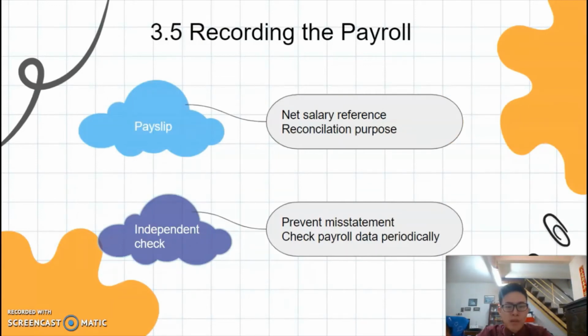The payslip is very important and will be used as a net salary reference so that the employee can refer to the deductions to know about the details of their net salary. Also, the payslip is very important for reconciliation purposes between the Human Resource Department and Payroll Department. In recording the payroll, an independent check by the appropriate personnel is also very important to prevent any misstatement. Also, the appropriate personnel will need to check the payroll data periodically to fulfill the audit objective of completeness and accuracy.